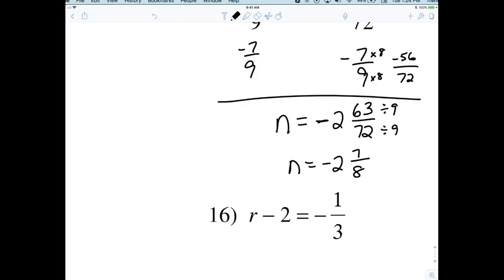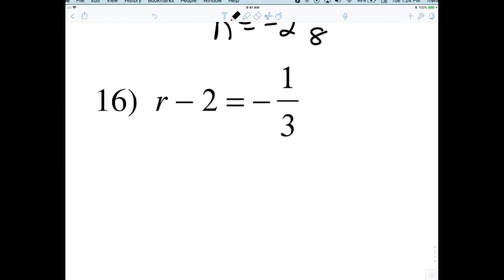Now for question 16. What do I have to do to both sides? I'm adding what? 2. I'm adding 2 to both sides. Speak up louder. I'm going to ignore you unless you speak up louder. Did you hear me? Yes. All right, here we go.